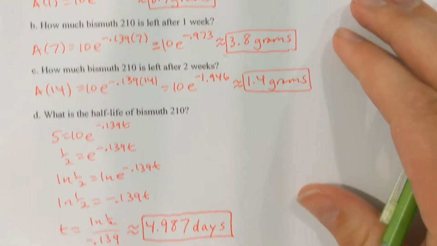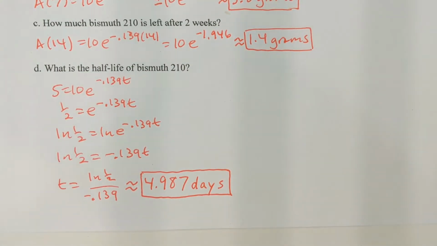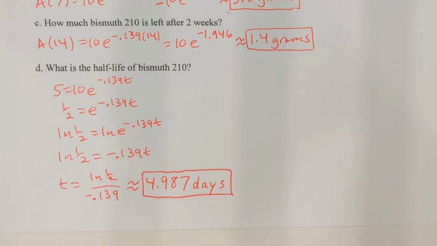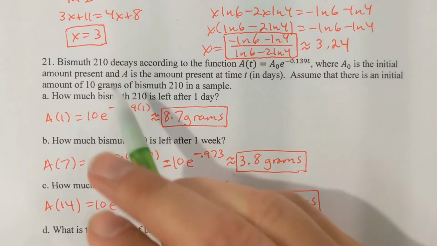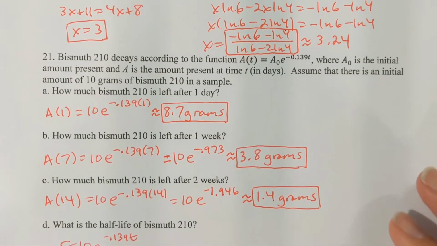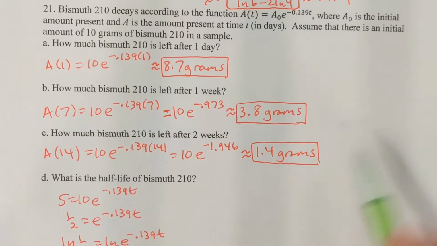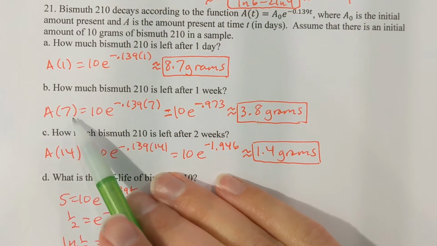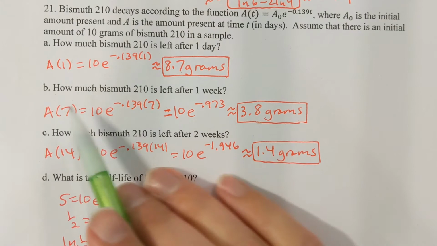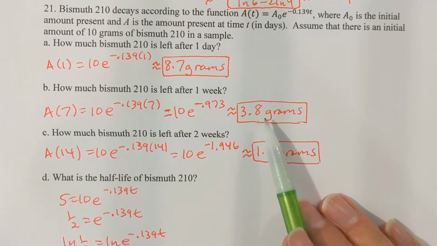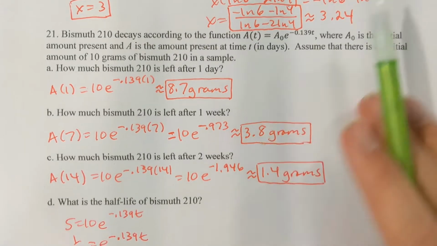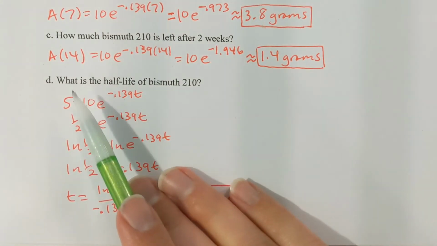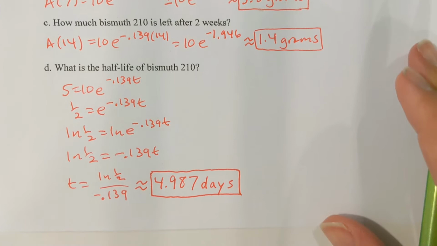Part D, what is the half-life of bismuth 210? In this problem, we want to know how long we're going to have to wait until we get down to half of what we had started off with. We're starting off with 10 grams of this stuff, like when is it going to be at 5 grams? Well, it looks like it's going to be less than a week to be at 5 grams, right? Because at a week, you're already at less than 5 grams. But I would just set the amount, A of t, equal to 5, and then solve for t.